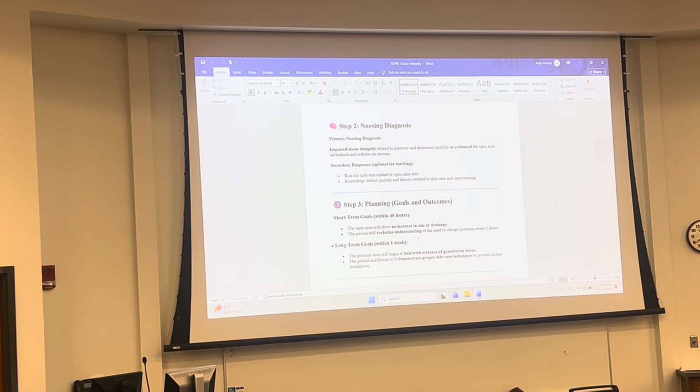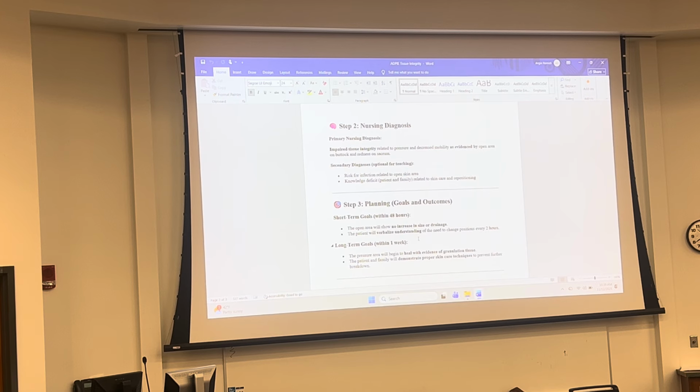Okay, so at first, we just don't want it to get worse, right? We've found it now, we've identified it, we're gonna do some care to it, we just don't want it to get worse. And then we want them to understand what's going on now. And then long term, not only do we not want it to get worse, but we want it to heal. We want it to fill in and close up, okay? And then that the family will understand proper skincare to prevent any problems in the future.